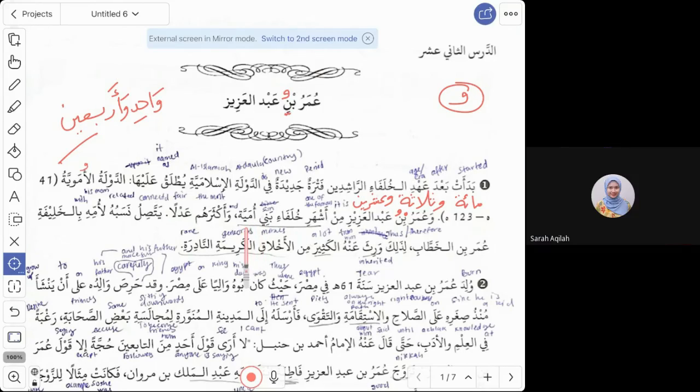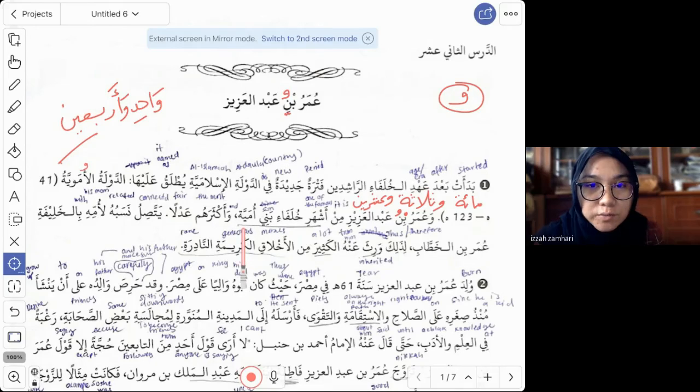Assalamualaikum. Izzah is here, Ustaz. Okay, sorry, I didn't realize it's already 2 p.m. just now.